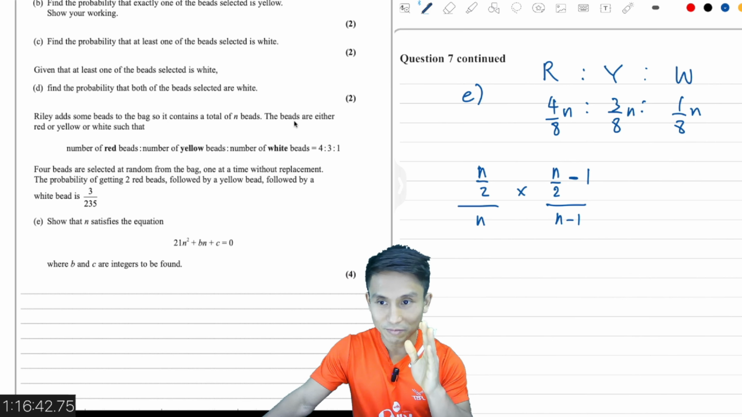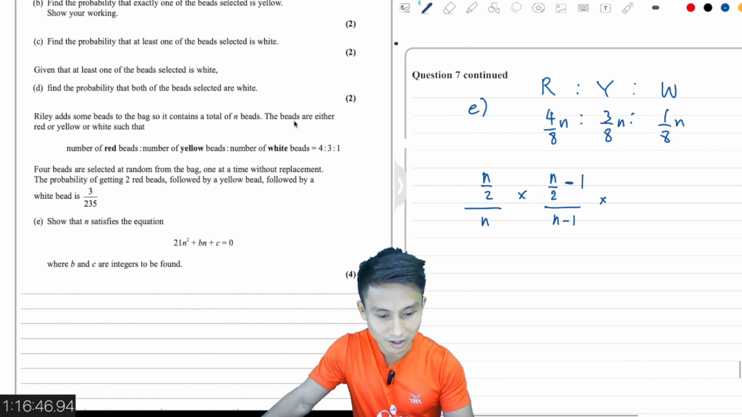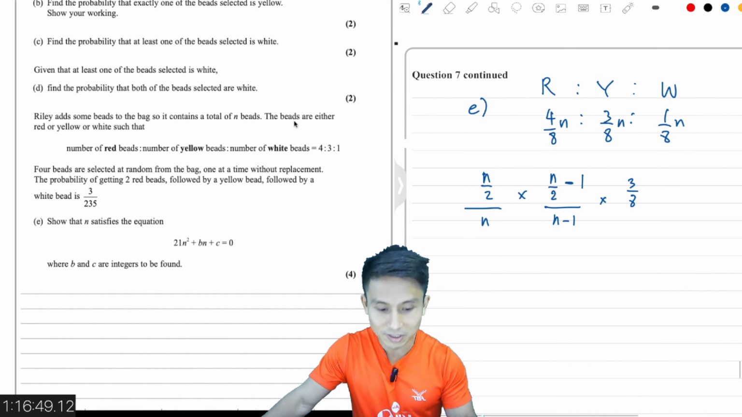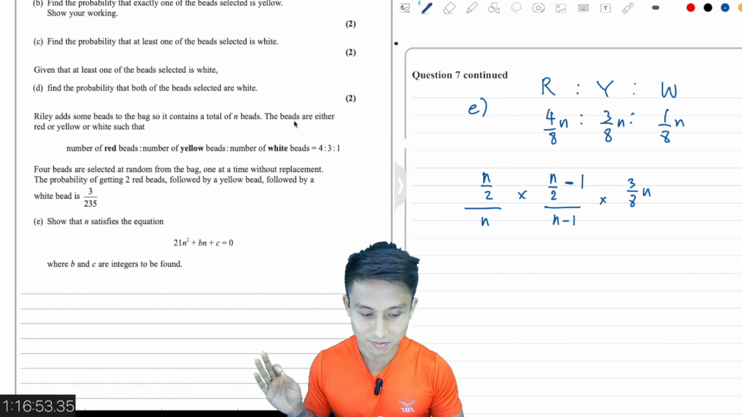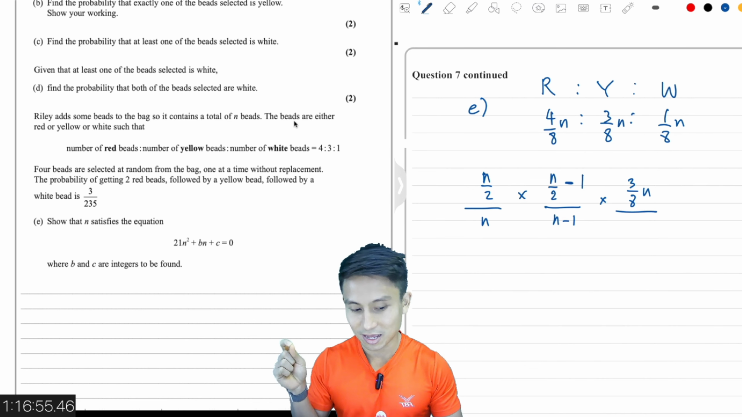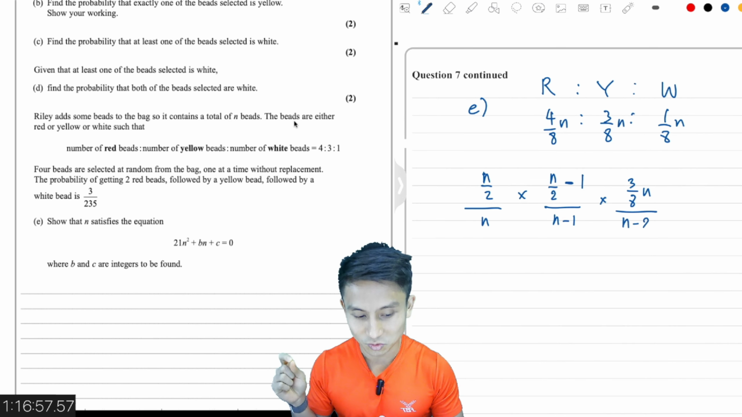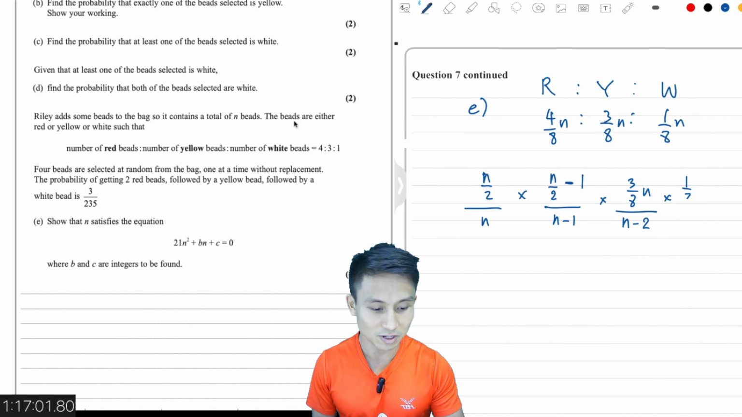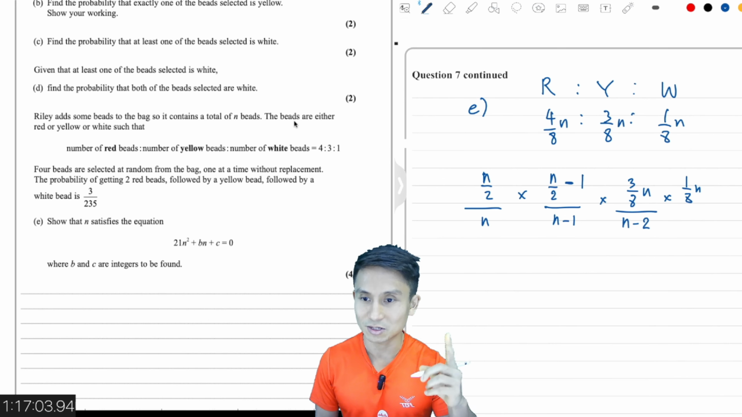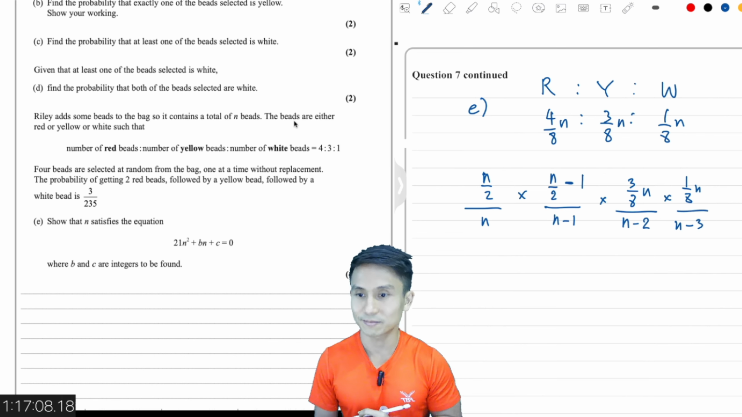Now, those are 2 red beads already in order, yeah? Followed by a yellow bead, so we're going to have 3 over 8n because the yellow bead hasn't been taken out. That's the number of yellow beads on the first pick. And now, because you already took out 2 beads, it's going to be n minus 2. And the last one here is 1 over 8n, followed by the last one being white, divided by n minus 3. That's horrible.